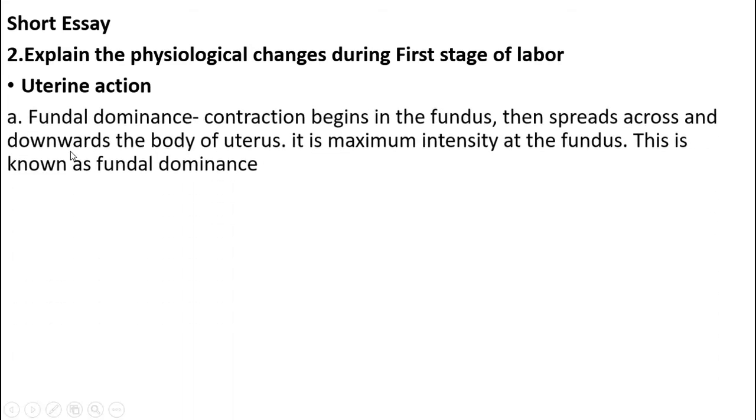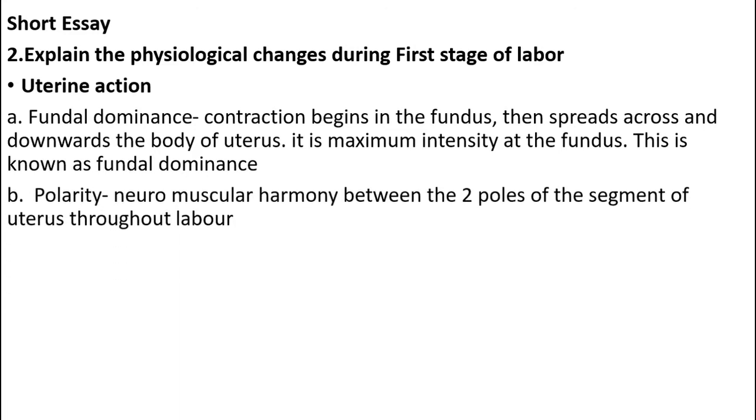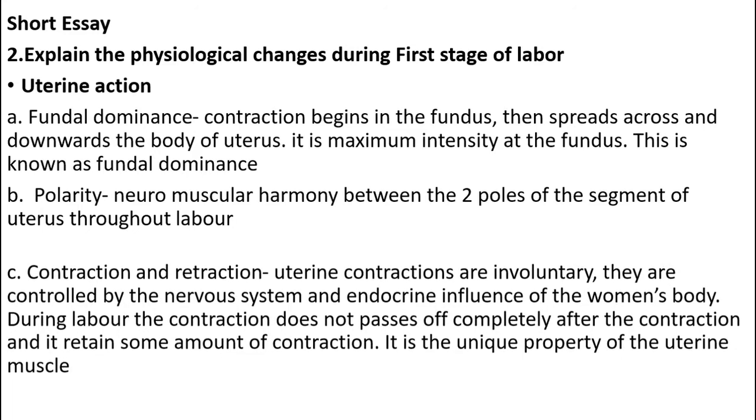The first one in uterine action is fundal dominance. Contraction begins in the fundus, then it spreads downwards across the body of the uterus. It is maximum intensity at the fundus. This is known as the fundal dominance. Second is polarity. Polarity is the neuromuscular harmony between two poles. Two poles means upper uterine segment and lower uterine segment of the uterus throughout the labor.